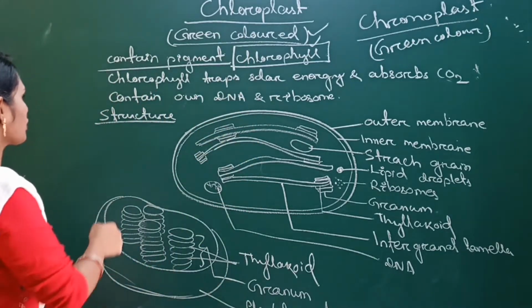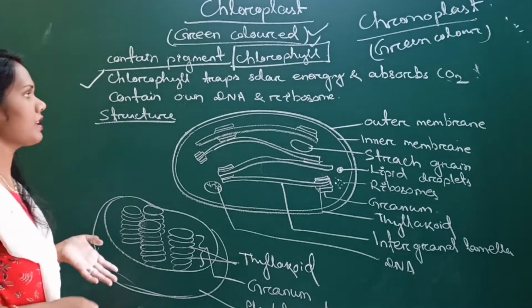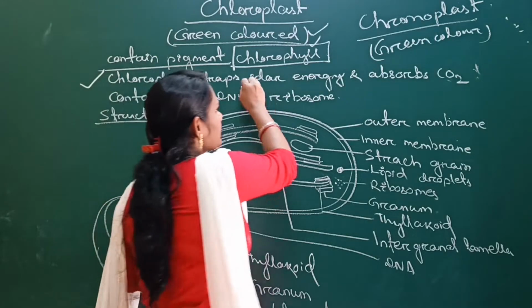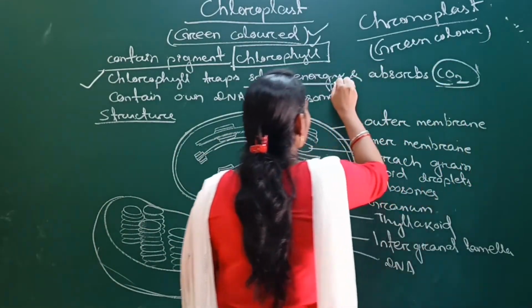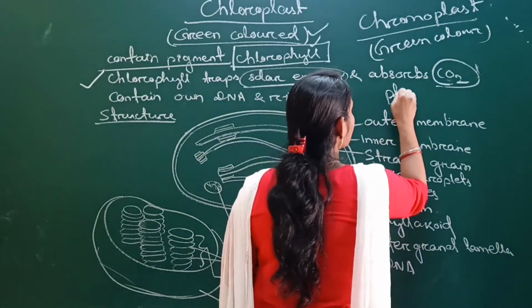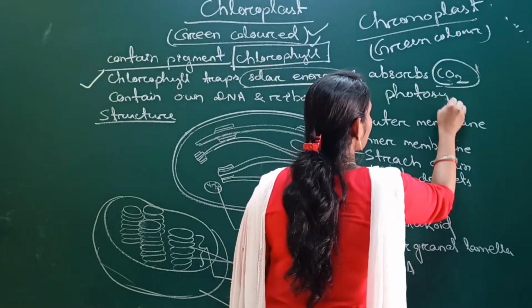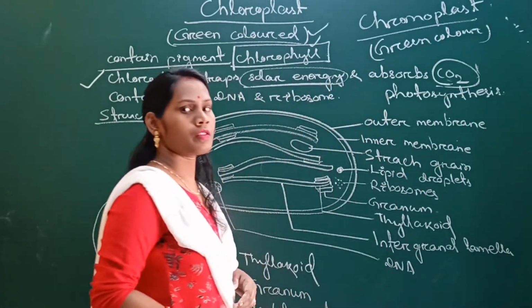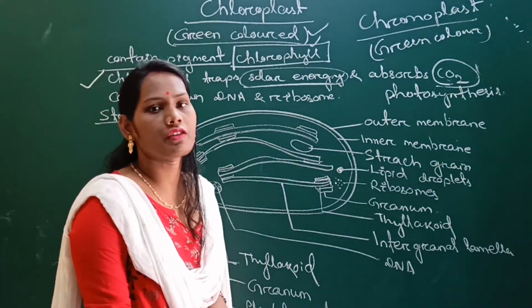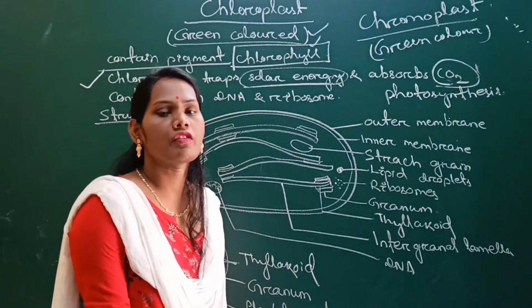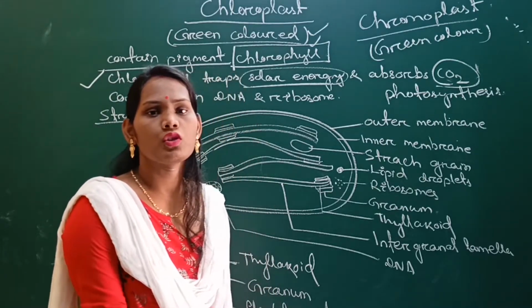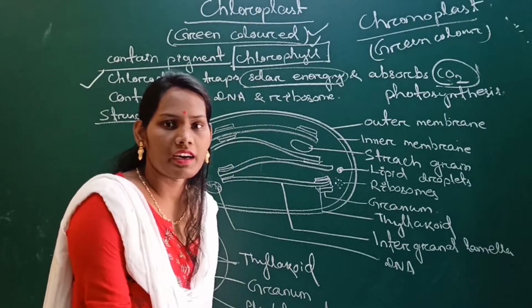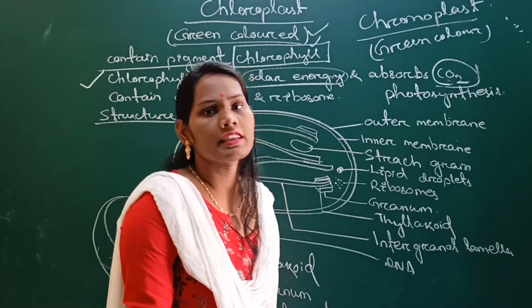Okay, what is the function of chlorophyll pigment? Chlorophyll traps solar energy and absorbs CO2. Why? Solar energy and CO2 are the required materials for the photosynthesis process. So due to the presence of chlorophyll pigment in chloroplast, plants are able to prepare their own food. Each and every green colored part of the plant contains chloroplast plastid.